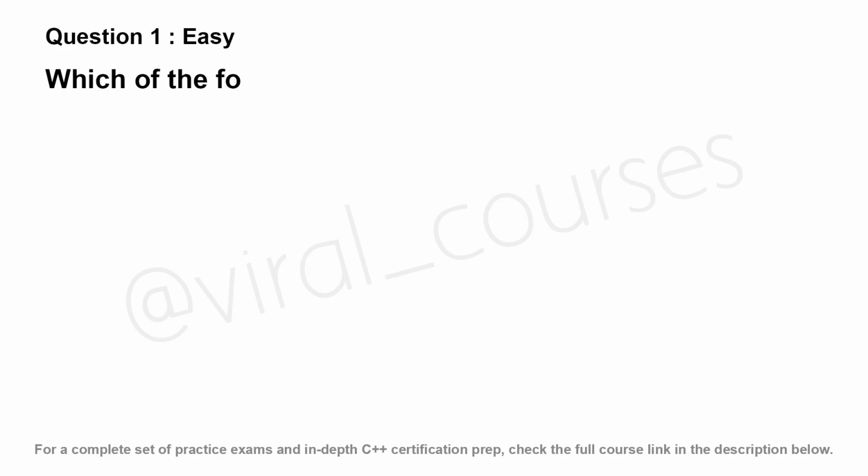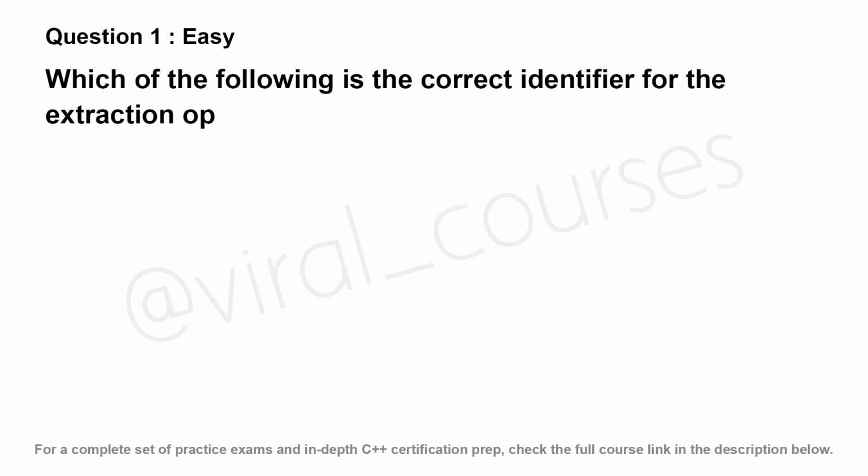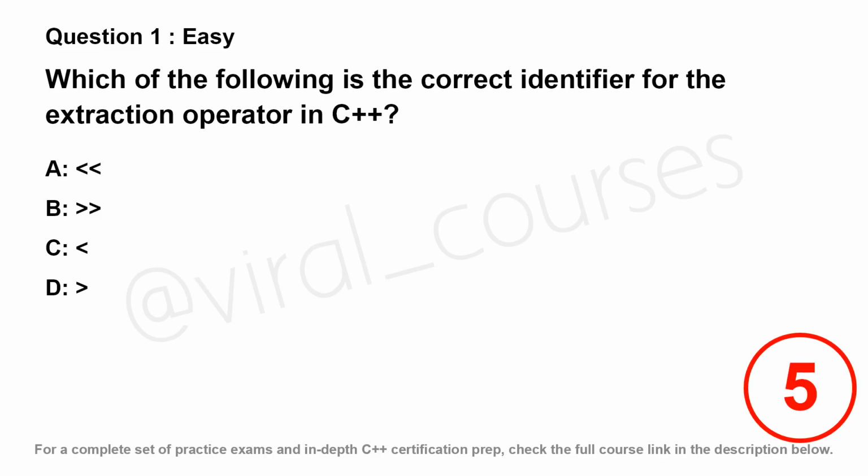Which of the following is the correct identifier for the extraction operator in C++? Option A, less than. Option B, greater than. Option C, less than. Option D, greater than.